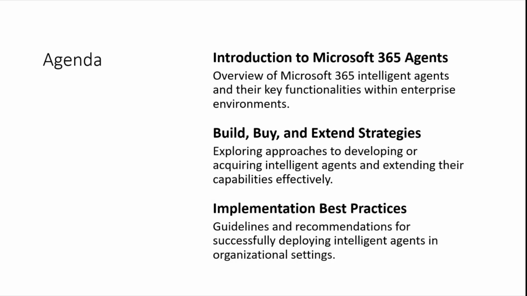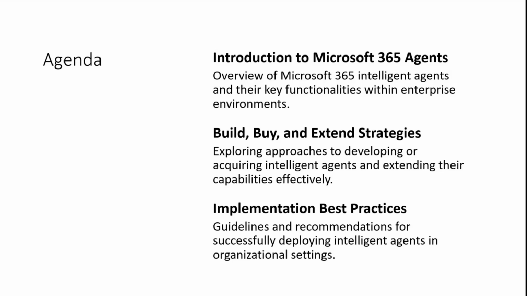Secondly, we will go into the core area of this session, the build, buy, and extend strategies. So here we will be discussing three possible approaches organizations can take. Buy, that means use the ready-made Microsoft agents that solve common business problems quickly. Build, that means we can create fully custom agents which are tailored for unique processes, workflows, or systems. And then extend, that means start with Microsoft provided agents and add your organization's data, rules, domain intelligence, all those kinds of things.